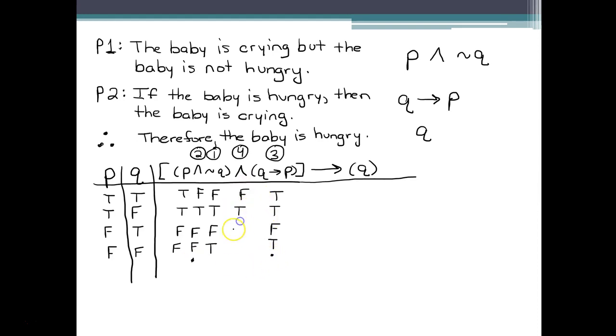False, true, false, false. And it's going to be that one with that one. Q, if it makes you feel better, you can rewrite it, but you know what it is, because it's already there over there. So we have false to true is true, true to false is false, false to true is true, false to false is true. So there's your final answer column.